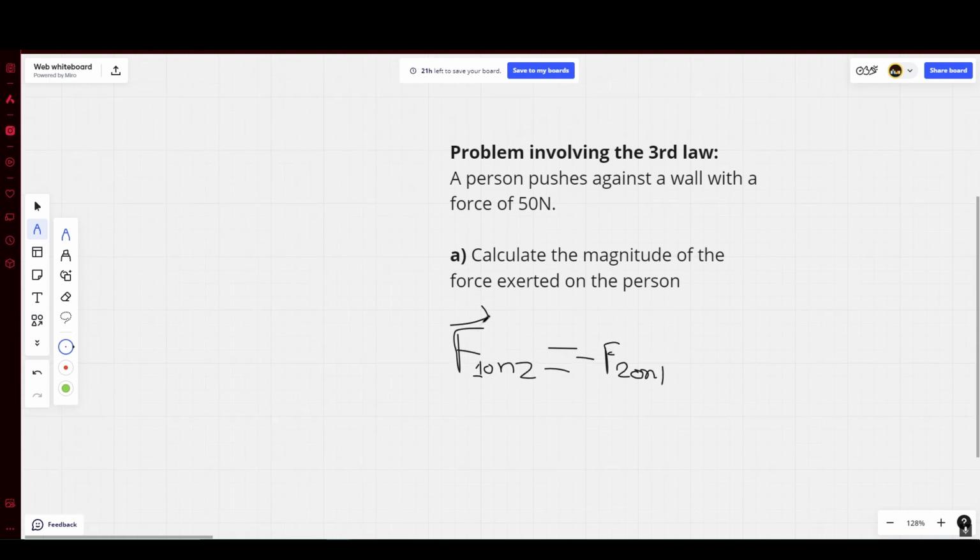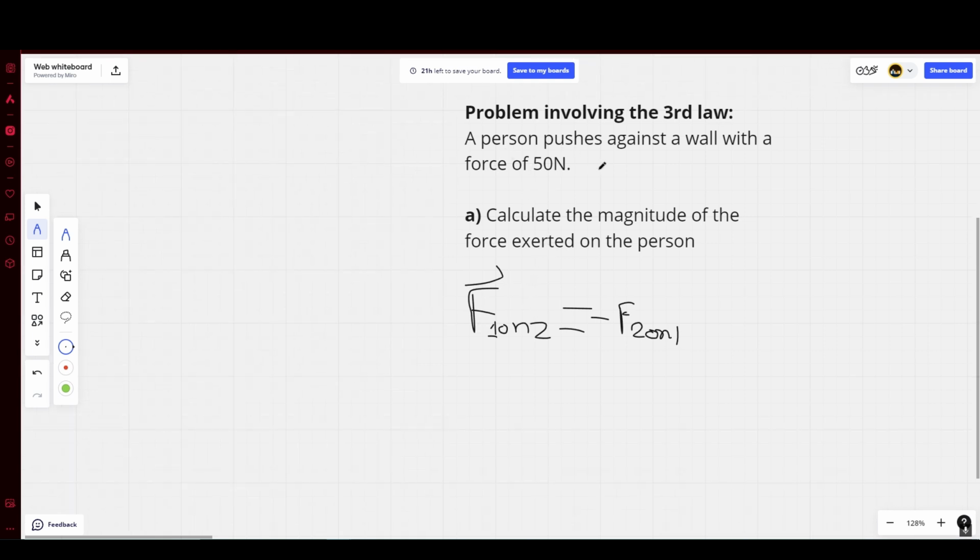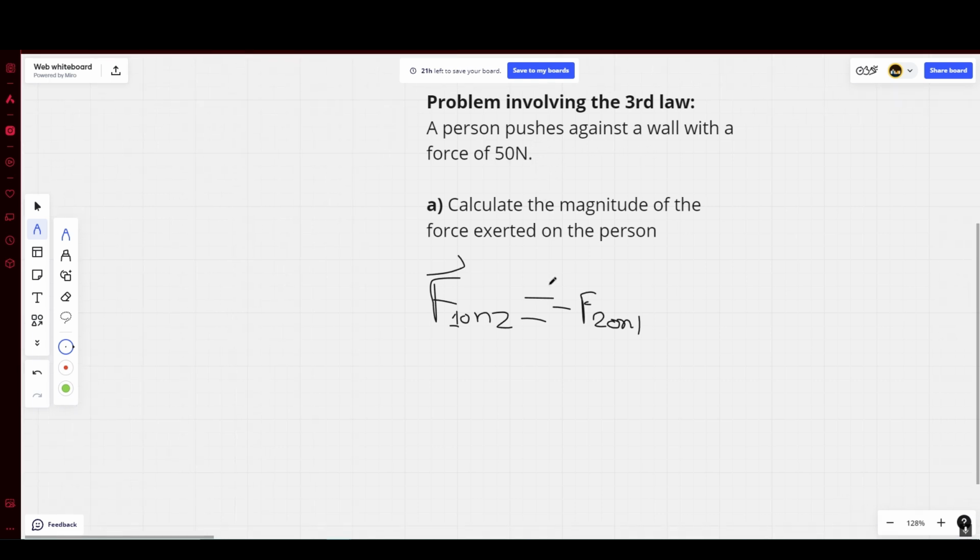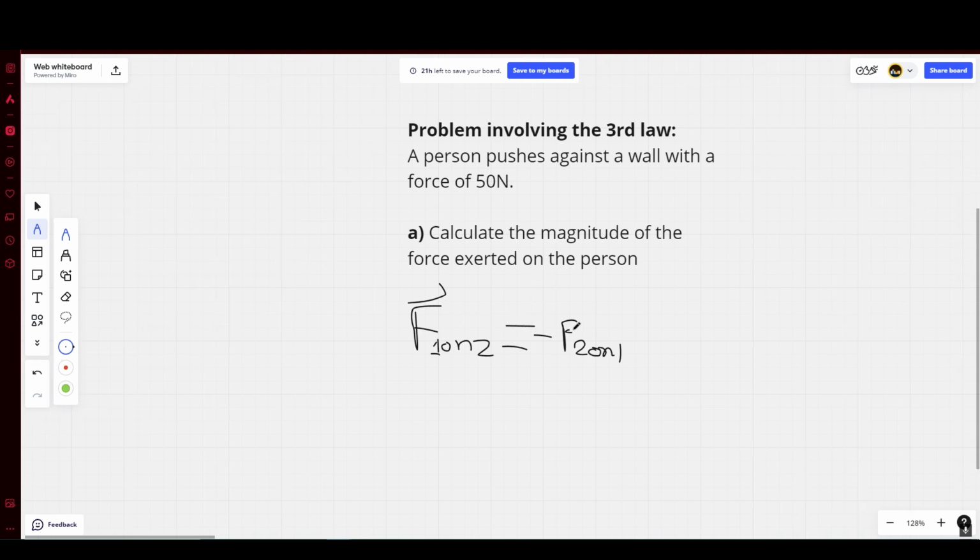Now, as you can see, I wrote a vector sign for F1 on 2 because we don't know the direction the person pushes against the wall. He could be pushing a wall to the right, or he could be pushing a wall to the left. But we do know that whatever direction the person pushes the wall in, the force that's exerted back onto the person is going to be in the exact opposite direction. So it has to be negative. And negative is how we take into account the opposite.